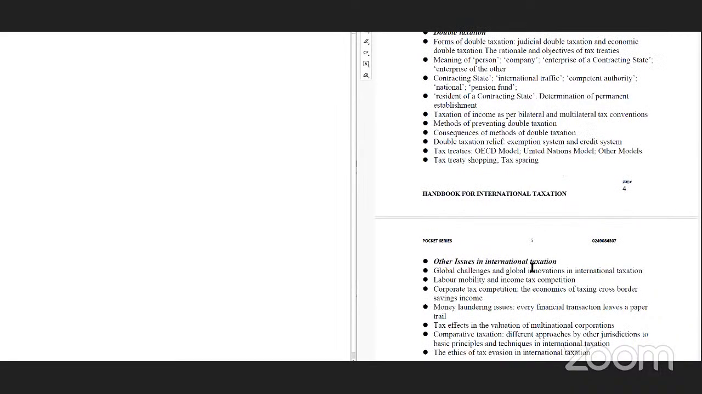Then we look at other issues in international taxation. These areas nowadays feel more specialized, so they hardly bring questions here. Do you get it? But something like global challenges and global innovations, the digital AI revolution, and those things, yes, they can examine. Corporate tax competition, yes, they can. Money laundering issues, hardly do you get a question here because this is more investigative, right? But when multinational companies do business, you see there's even ethics of tax evasion in international tax. Hardly do they examine these areas. Do you get it?